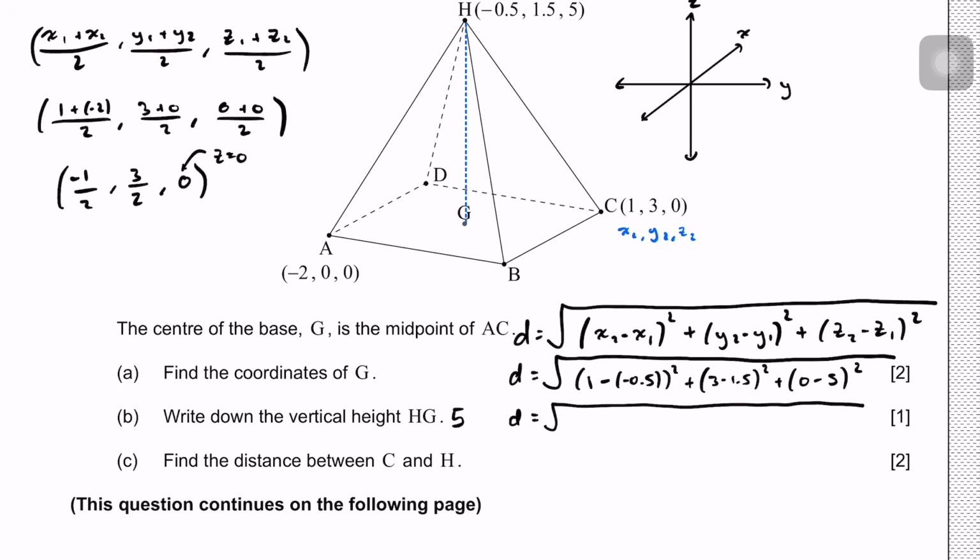So here we go. 1 minus minus 0.5. Remember, 2 negatives beside each other, a negative and a negative makes a positive. So this would be 1.5 squared. 3 minus 1.5, well, 3 minus 1.5 is just 1.5 itself. And then 0 minus 5 just becomes -5 squared. Okay. All right, let's go into the calculator and work this out.